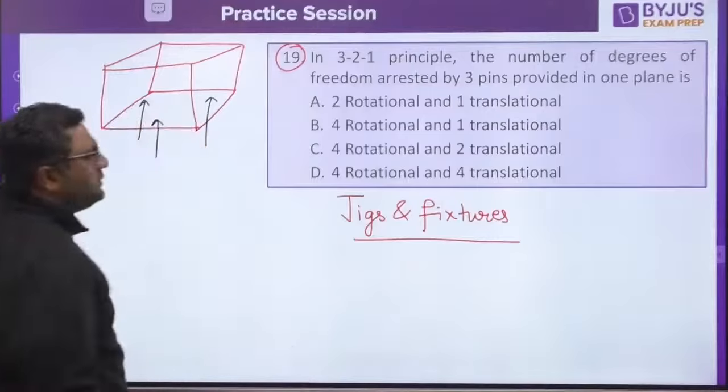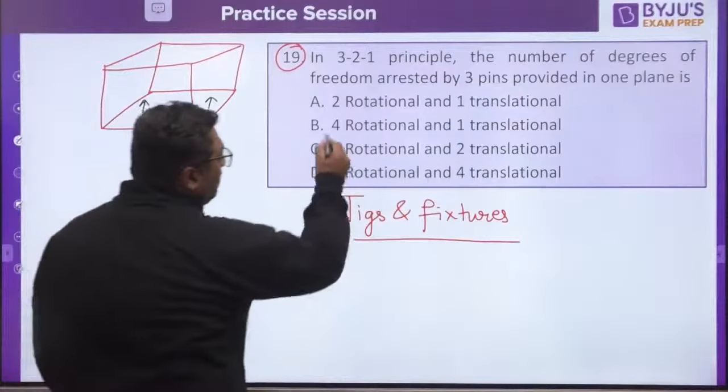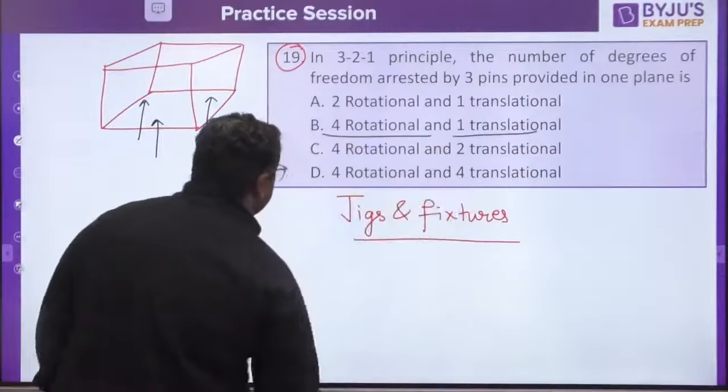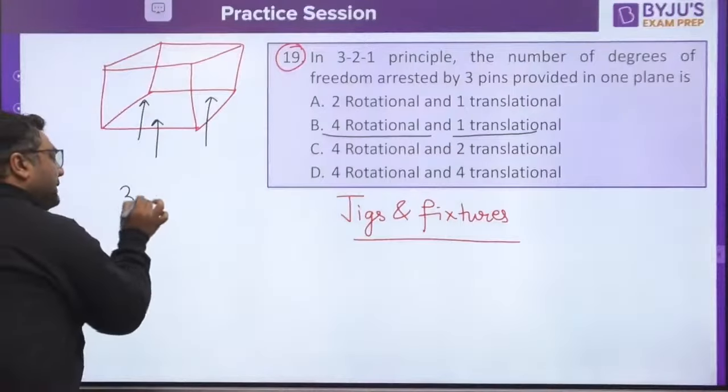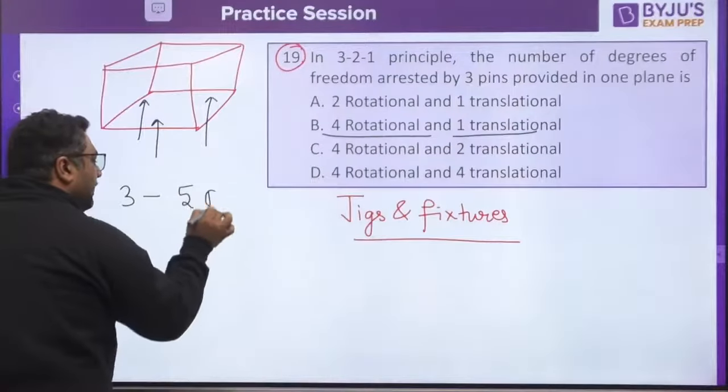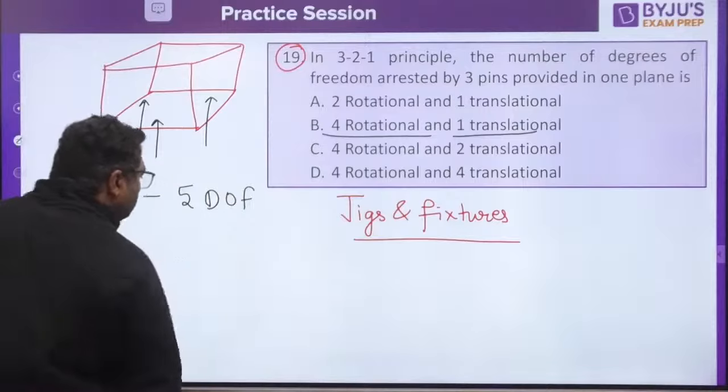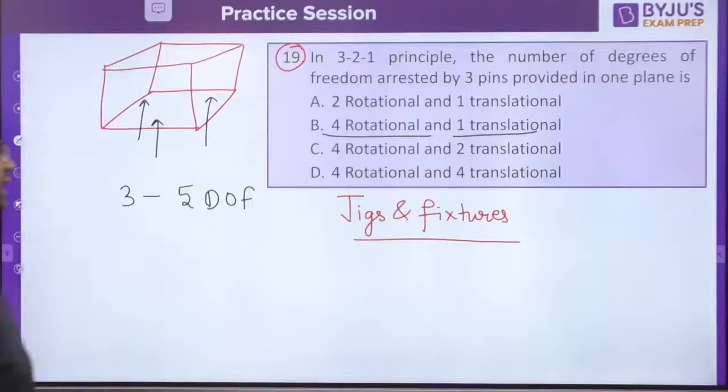So the answer is 4 rotations and 1 translation. You know now 3 pins are going to restrict 5 degrees of freedom actually. Okay, so the answer would be B.